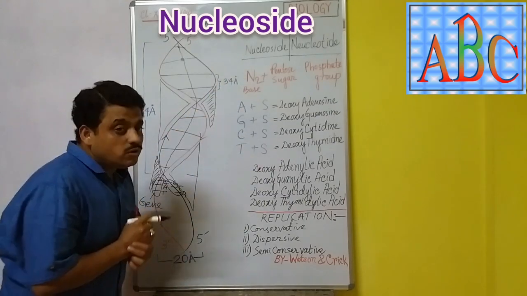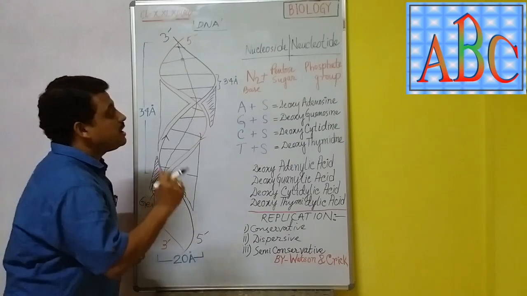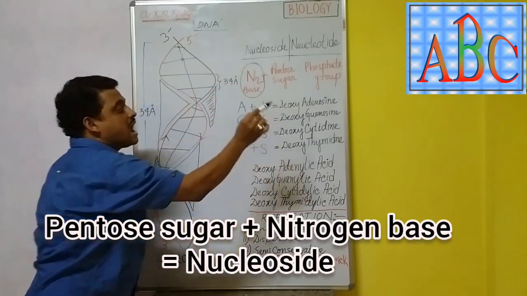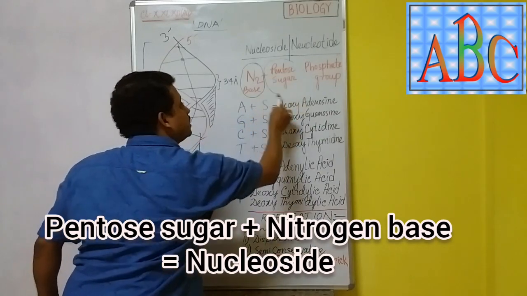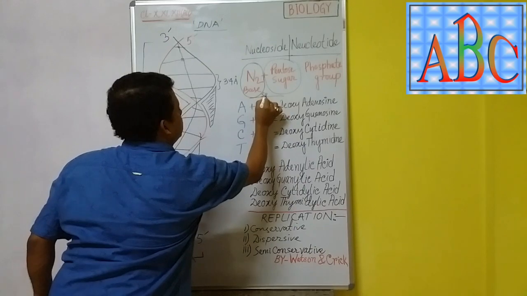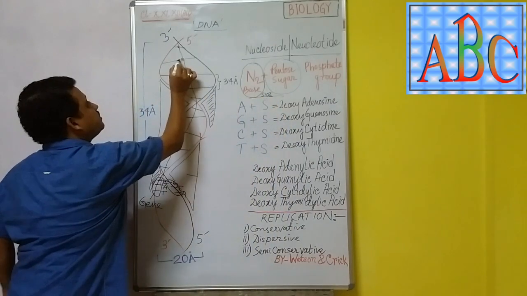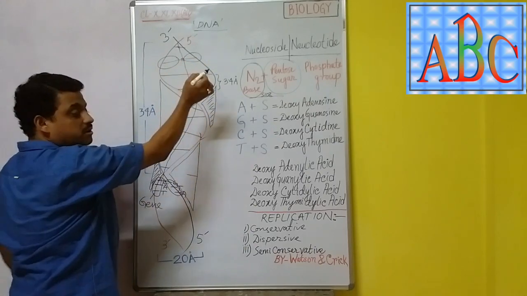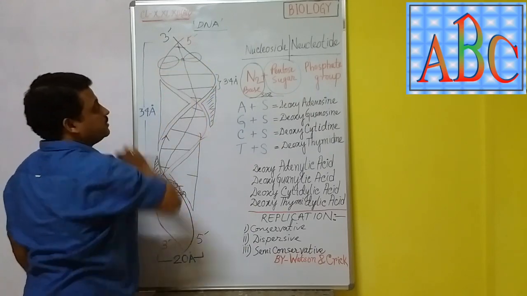Here, how do they form a nucleoside? We can see a nucleoside is formed when any nitrogen base is added with a pentose sugar. Side means one side. Here we can see this side and again this side. These two are complementary, but these are different sides.